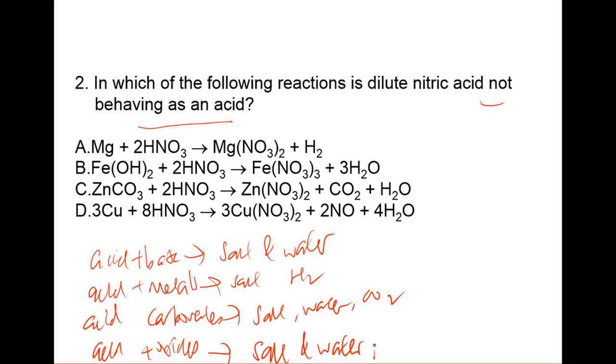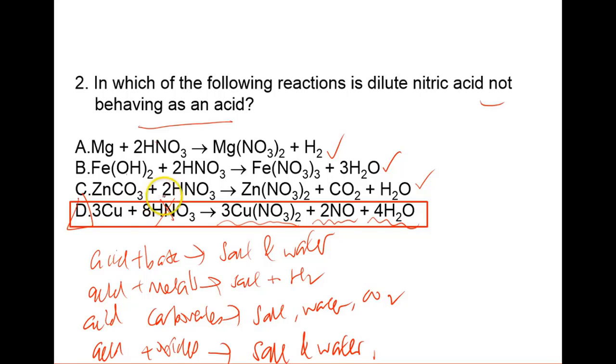So if we scan through these 4 equations here, I have an acid and metal reaction giving me salt and hydrogen gas, so this is correct, it's behaving like an acid. I have an acid and a hydroxide here giving me salt and water, so this is correct. I have an acid with a carbonate giving me salt, water and carbon dioxide, so this is correct. And for the last one, I have an acid and a metal, which by right should give me salt and hydrogen gas, but I have a salt, I have NO, and I have water, I have no hydrogen gas. So in this case, dilute nitric acid is not behaving as an acid, so the answer is option D.